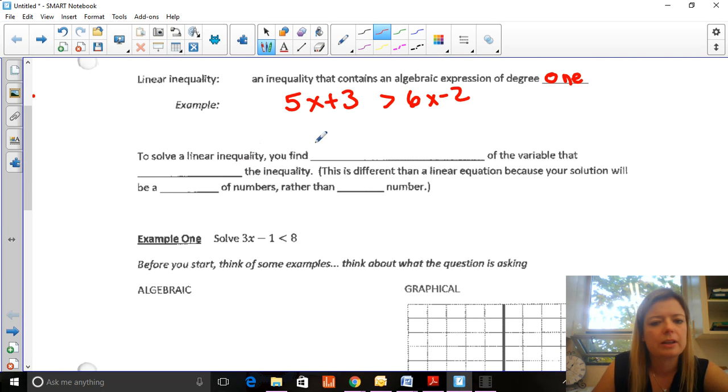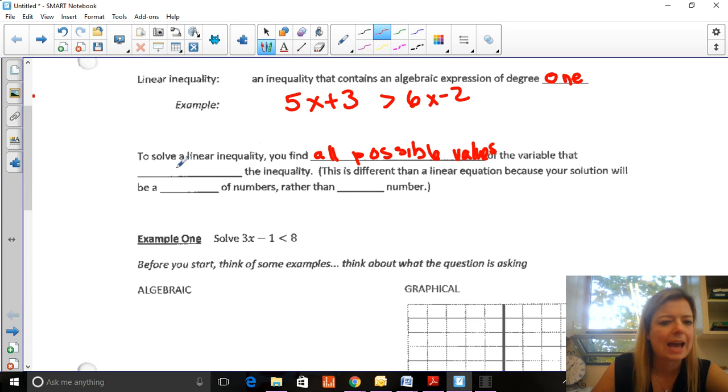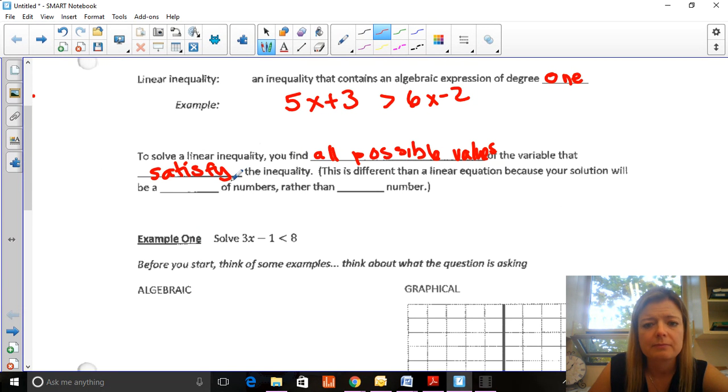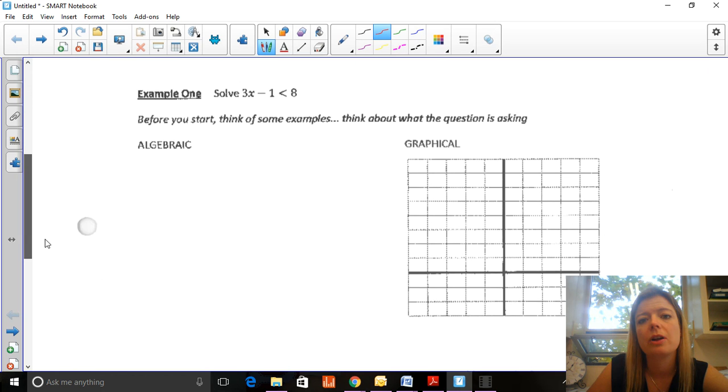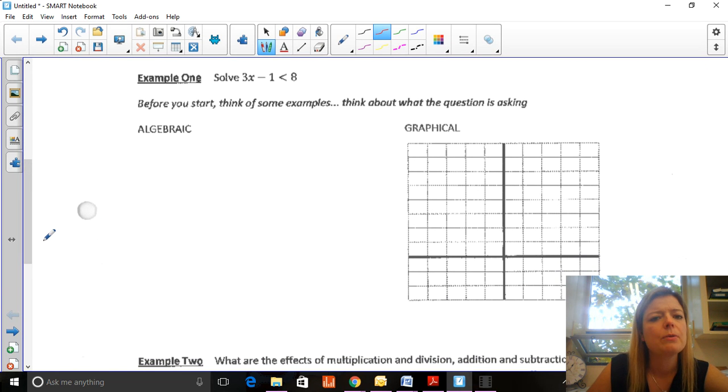So to solve a linear inequality, you find all possible values of the variable that satisfy the inequality. So it's very similar to solving an equation. There's just one other little trick. This is different than a linear equation because your solution will be a set of numbers rather than one number. Okay? So solving a linear equation gives you one solution. Solving a linear inequality gives you a set of solutions. So 3x minus 1 is less than 8, for instance.